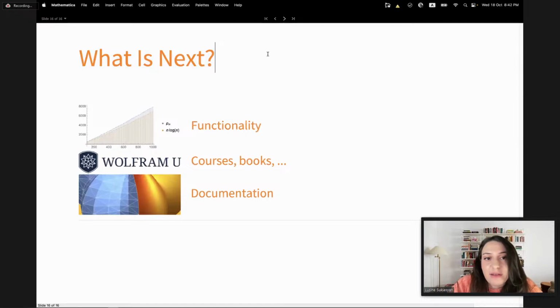And so what is next? What is next in number theory in our company? Of course, functionality, new functions, better performance. We're now working on writing courses and books about number theory using Wolfram language, where the stress is going to be just on number theory, and just Wolfram language is the tool that we have. And of course, we always improve the documentation.